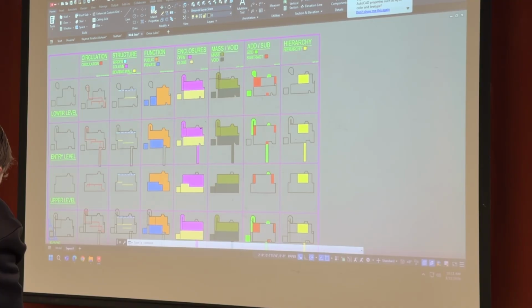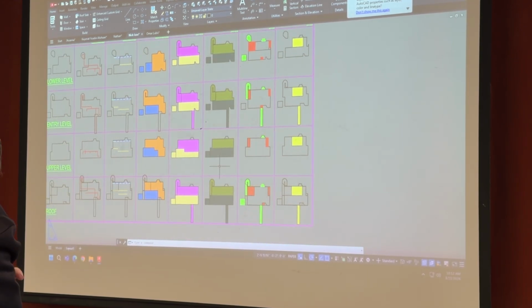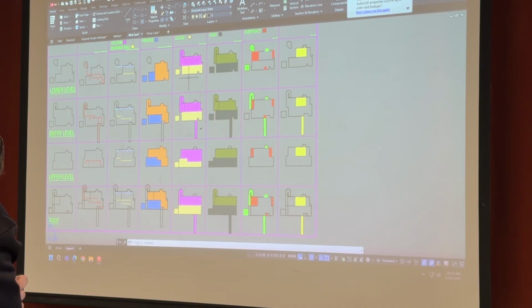Enclosure, mass void. So this is Nick. So don't do the greens. This reads better. These colors read better. These are kind of close in color, so just set those apart so they really pop out. All right, but these diagrams are pretty much the same.